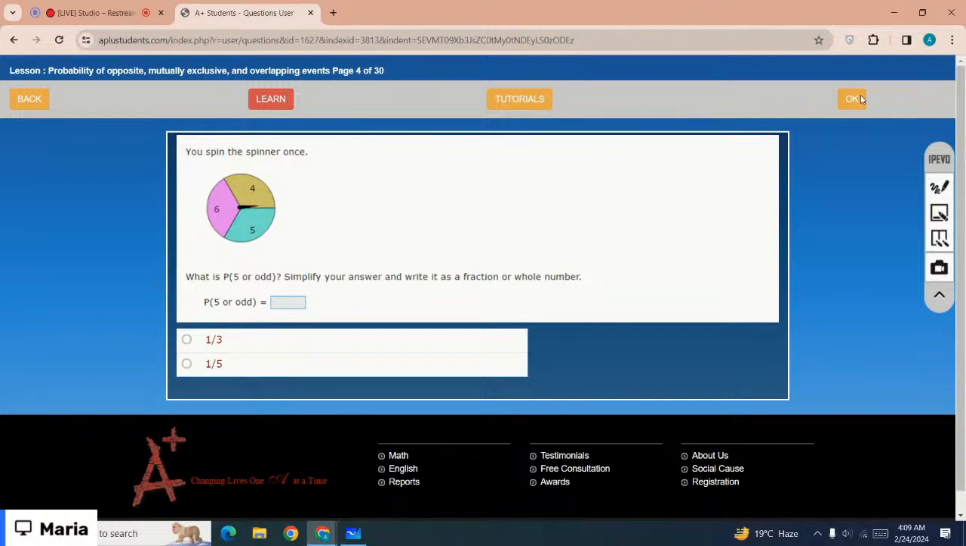The correct option is 1 over 3, right? That's an overlapping event. 5 is also an odd number. So the correct option is 1 over 3. Got it?